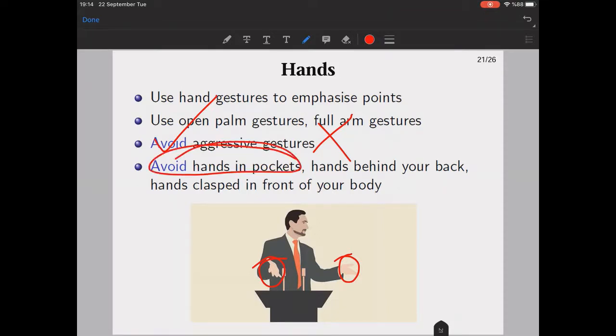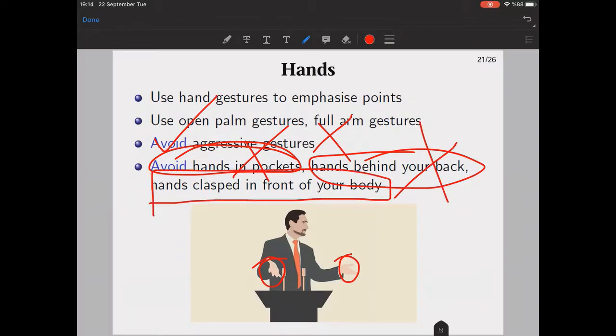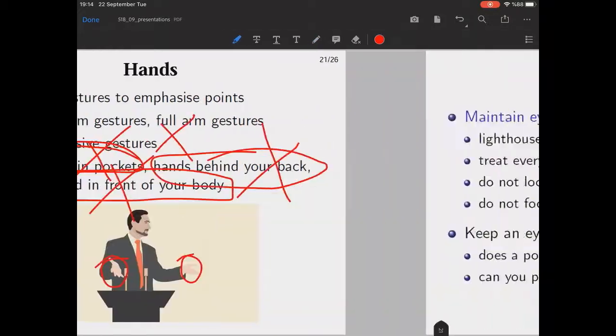Hands in pockets, especially, I do this. Hands behind your back, I do this often again. And hands clasped in front of your body. It's a defensive signal again. No need for this. Avoid these types of signals with your hands.